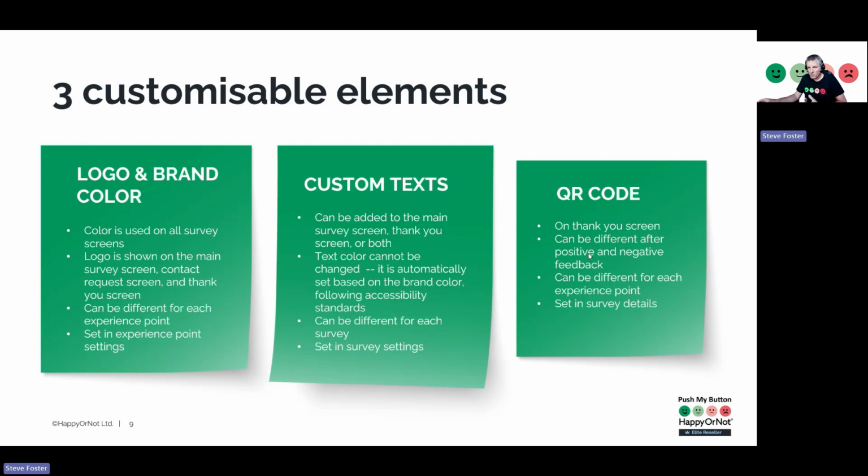So if you've got multiple locations and you want to drive them to a specific page on their individual website, you can do that at the experience point level within the survey. Or all experience points could be shown the same URL QR code at the end of the process as well. So you've got the full flexibility of changing colors by experience points, the messaging, and QR codes. So making it extremely flexible with how you want to use it.